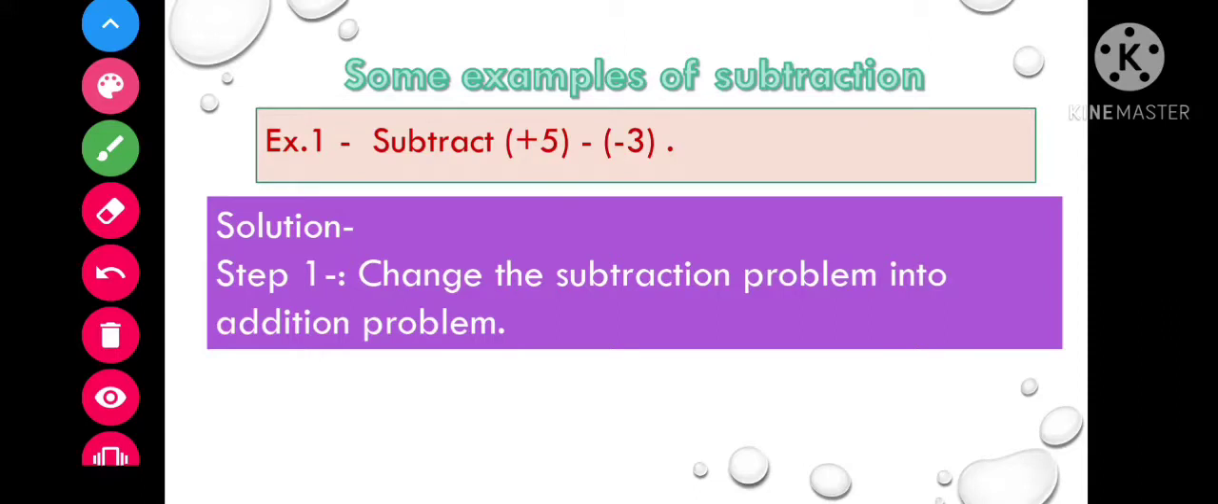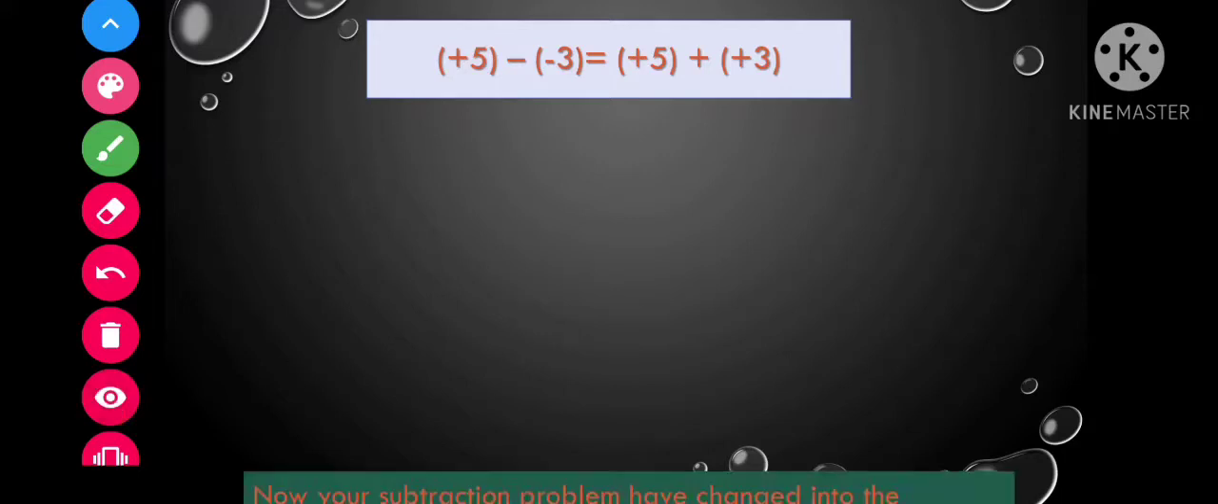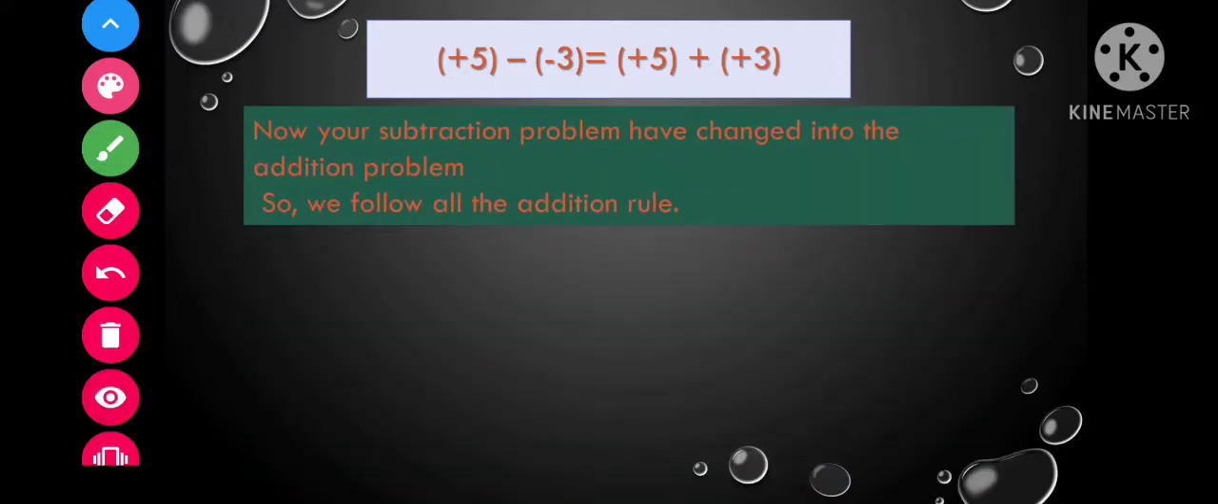Here are some steps we need to follow. First, change the subtraction problem into an addition problem, and second, change the sign of the subtrahend from positive to negative and negative to positive. Here, now we change the subtraction problem into an addition problem, and the sign of the subtrahend changes from negative to positive. Now your subtraction problem has changed into the addition problem, so we follow all the addition rules.